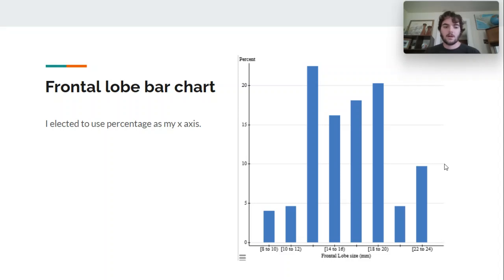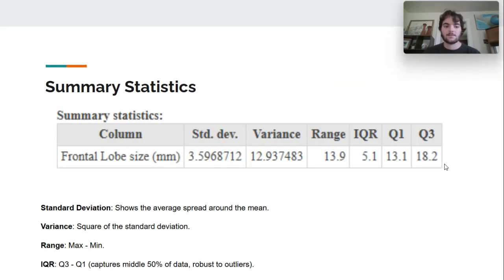Here's my bar chart, very similar to the histogram, and I chose percentage for this one as my x-axis. Here are my summary statistics for my frontal lobe size: standard deviation of 3.5968712, variance of 12.937483, range of 13.9, IQR of 5.1, Q1 of 13.1, Q3 of 18.2.